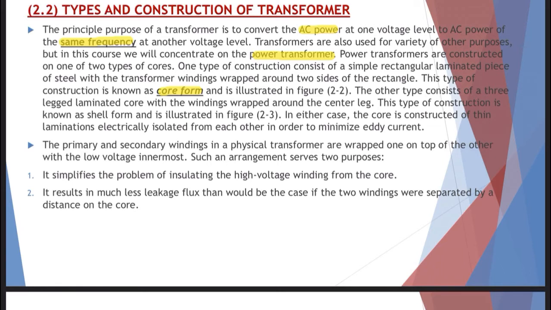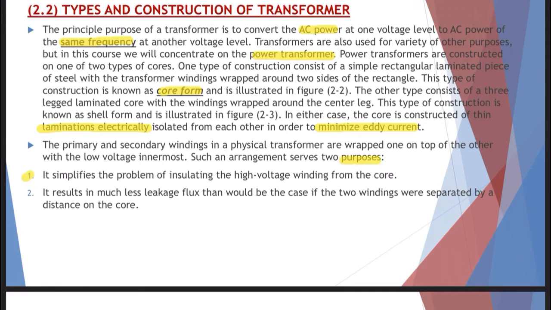In either case, the core is constructed of thin laminations, electrically isolated from each other in order to minimize eddy current. The primary and secondary windings in a physical transformer are wrapped one on top of the other with the low voltage innermost. Such an arrangement serves two purposes.